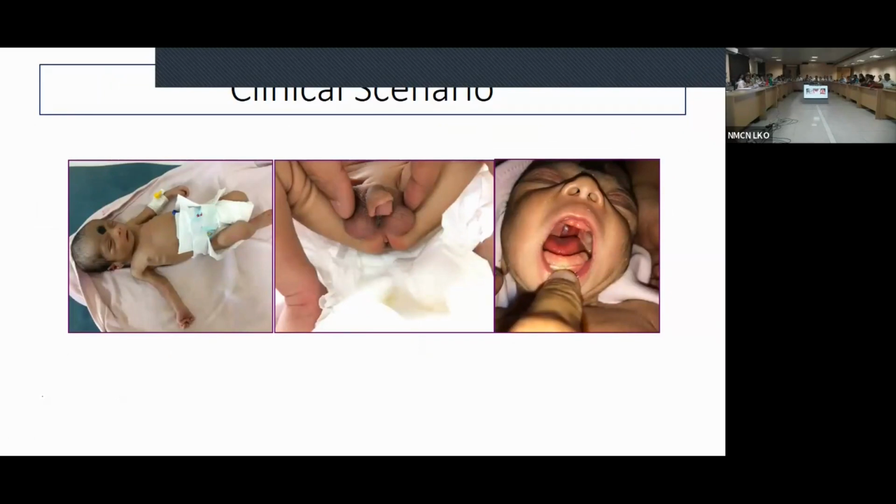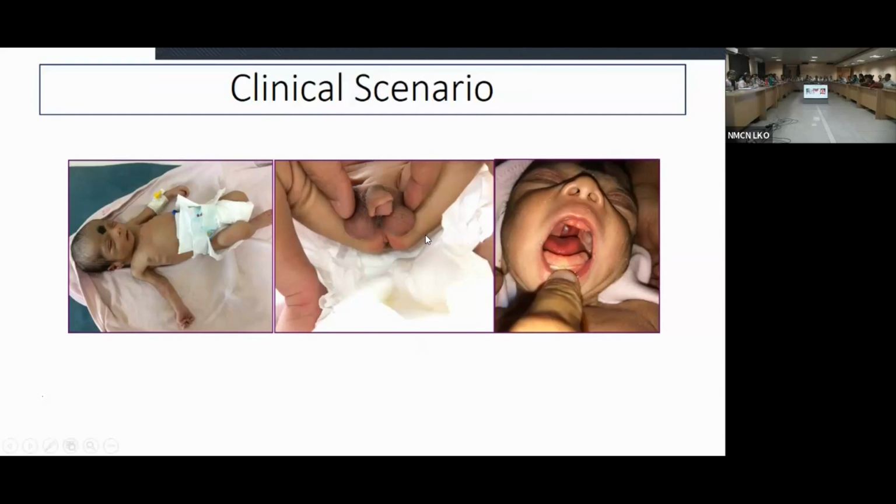So now you have this child here who presented with ambiguous genitalia, micropenis, there was cleft palate as well, there was microcephaly as well, there were some digital anomalies as well. Any guesses what this might be? There was intrauterine growth restriction and postnatal failure to thrive. Anyone?